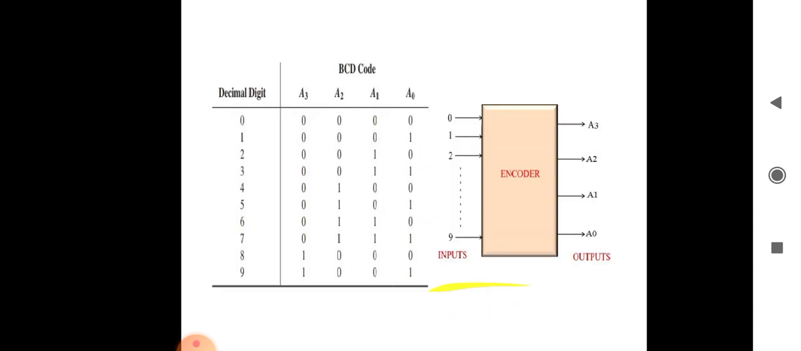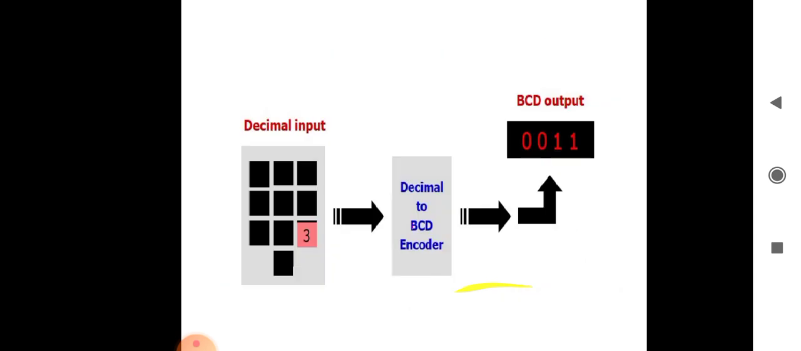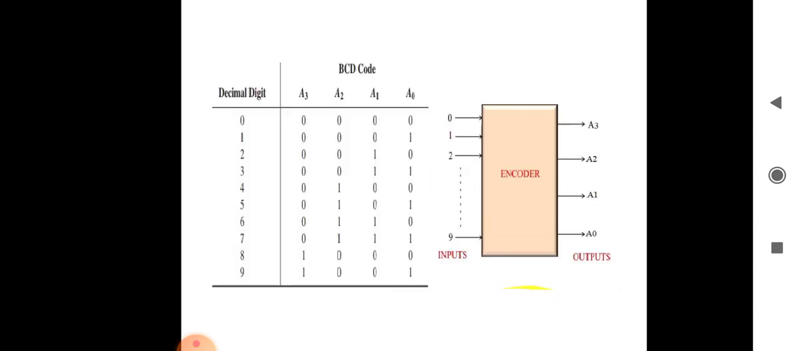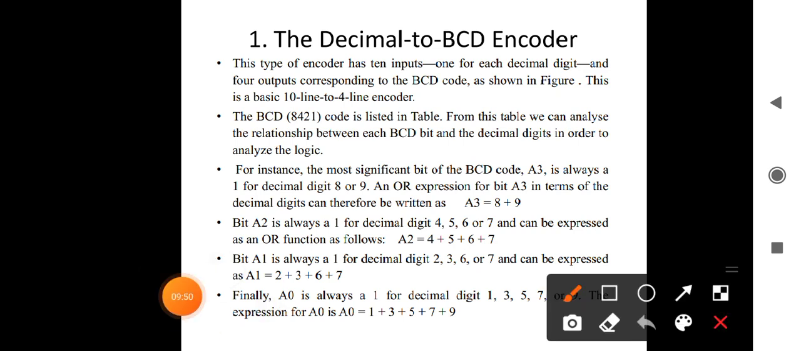Okay. Similarly, now let's implement the logic circuit required for encoding each decimal digit to a BCD code using this logic. It is simply a matter of OR implementation. So like that we can implement it by using the OR gate. OR gate means you can see here, it is implemented like this. They are implementing it in a very easy way.